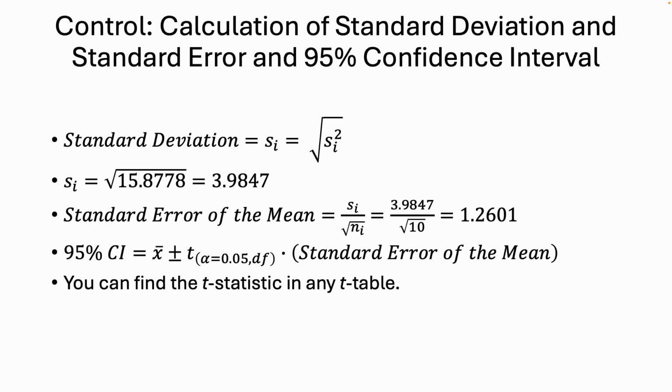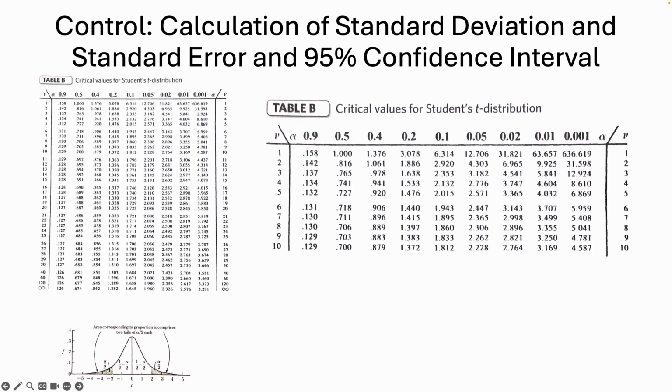Well, we find it in any t-table. So here's a full t-table from a statistical text, and I've zeroed in on the section that we need because our within sample variance has a degree of freedom of 9 values. And so we're going to go to the 0.05 column, we're going to go to 9 degrees of freedom, and we'll see that our t-statistic is 2.262.